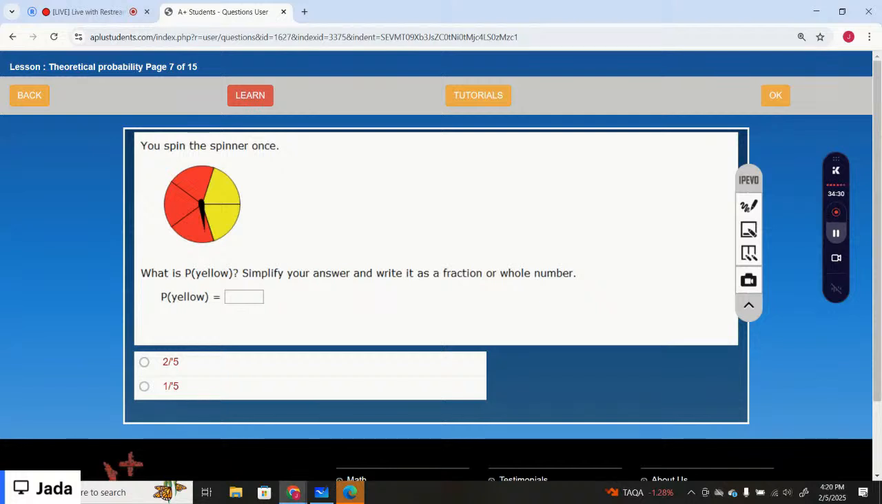You spin the spinner once. What is the probability of yellow? So which is the correct option? That is 2 by 5. Option number 1 is the correct option.